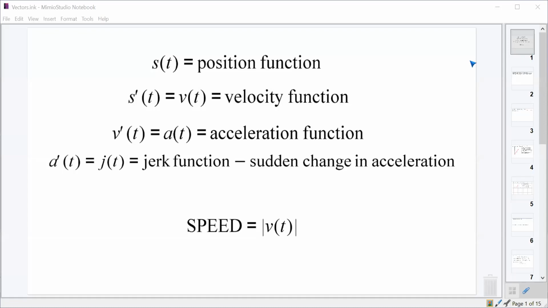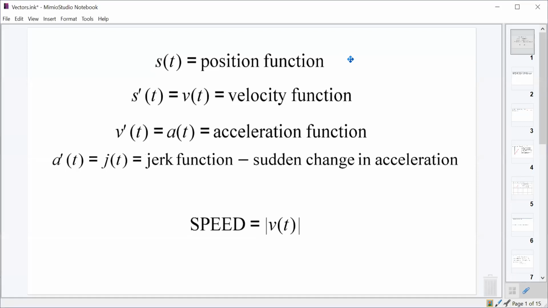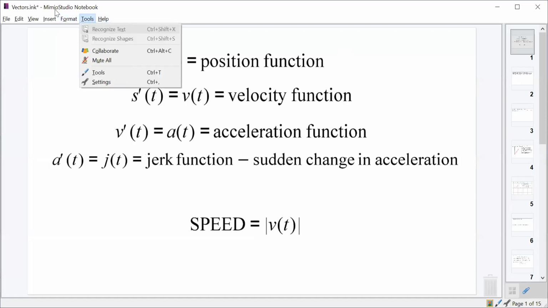So with any luck from last year, remember that if you have a position function, you take its derivative, you end up with the velocity function. Take the derivative of your velocity function, you end up with an acceleration function, and take the derivative of that, and you end up with the jerk function, which we won't ever use.